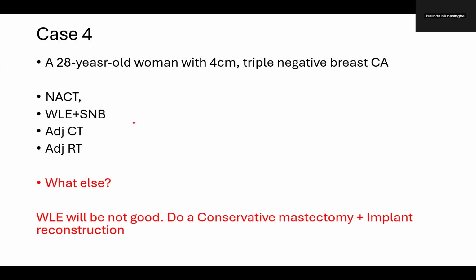So in that case, if the genes are positive, wide local excision will not be a good option, but do a conservative mastectomy with implant reconstruction. Because these are young women who sometimes are unmarried, you can't do an autologous breast reconstruction because you can't take their tummy tissues. We preserve that for a future pregnancy. So we can do an implant breast reconstruction. But for patients who have completed their families, we can do autologous reconstruction with abdominal flaps or back muscle flaps.